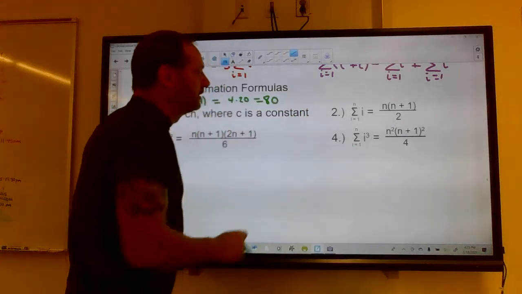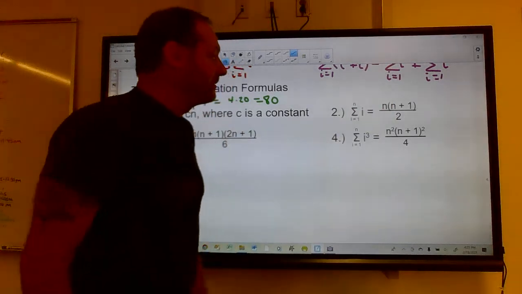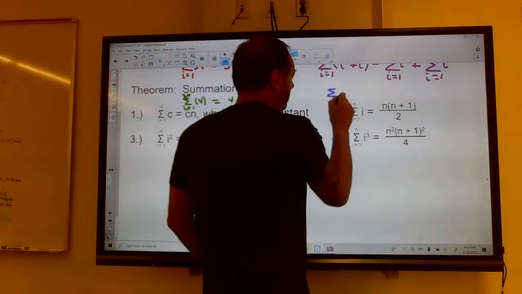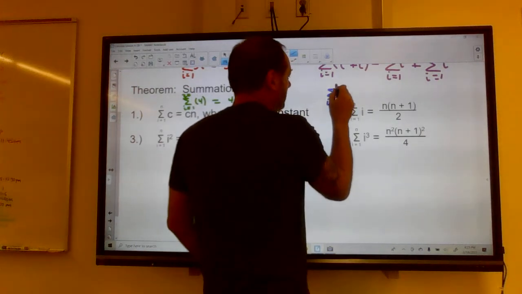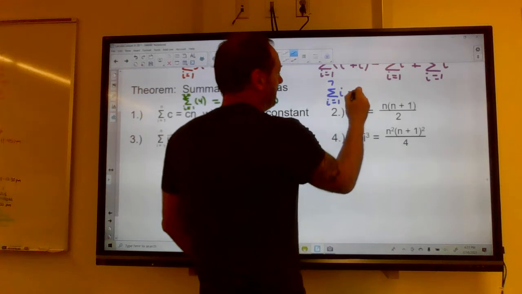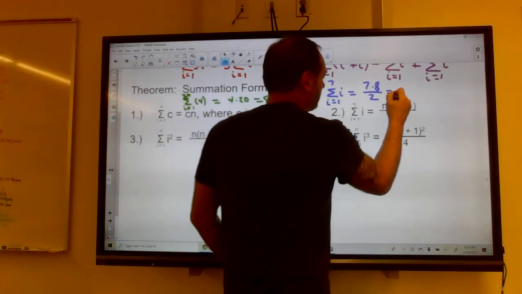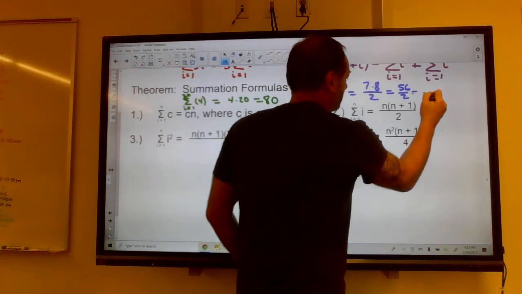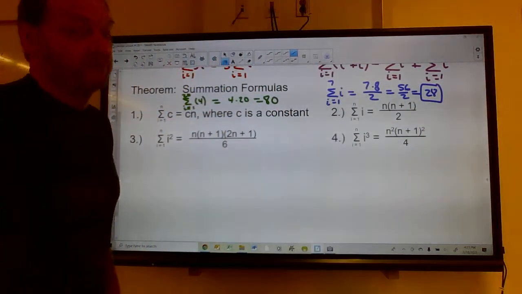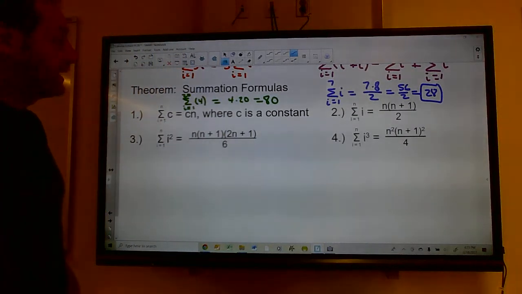Next, the sum from i equals 1 to n of the i's is n times (n plus 1) over 2. So this would be something like this: the sum from i equals 1 to 7 of the i's is just going to be 7 times 8 divided by 2, which is 56 divided by 2, which is 28. You can verify that by just adding up 1 plus 2 plus 3 plus 4 plus 5 plus 6 plus 7, and you're going to get 28.